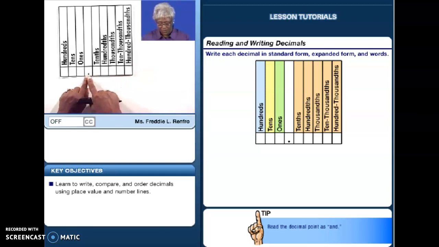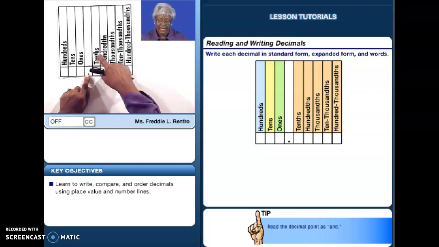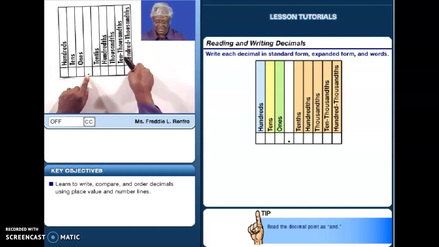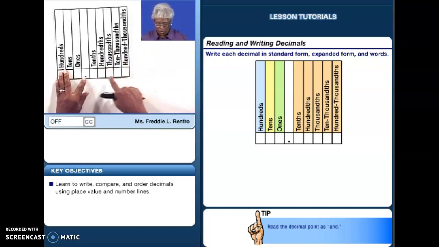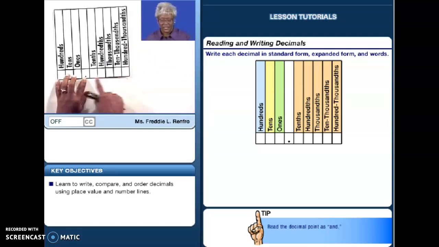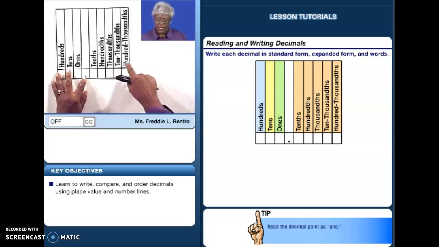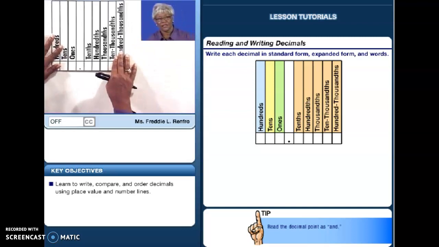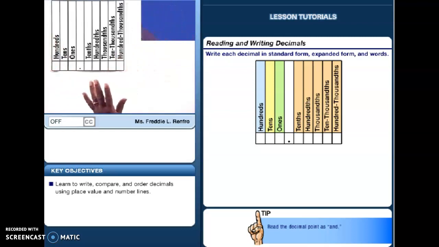To the right, the first place to the right of the decimal point is tenths. Notice THS is the ending. 2 places would be hundredths. 3 places would be thousandths. 4 places to the right of the decimal point would be 10,000ths. And 5 places to the right of the decimal point would be 100,000ths. Now, keeping this chart in mind, I'm going to leave it up here just as a quick review.